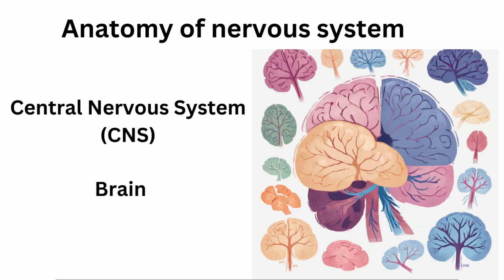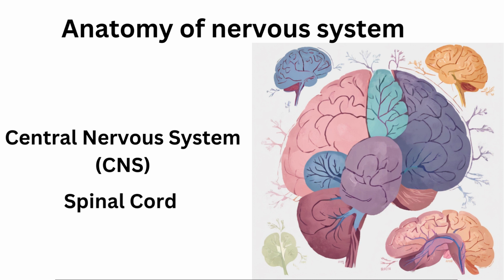Brain. The brain is the most complex organ in the nervous system and is protected by the skull. It is divided into several regions, each with specific functions. These regions include the cerebrum, responsible for conscious thought, memory, and voluntary muscle control, the cerebellum, controls balance and coordination, the brainstem, controls basic life functions like breathing and heart rate, and the diencephalon, which includes the thalamus and hypothalamus, involved in sensory relay and homeostasis.